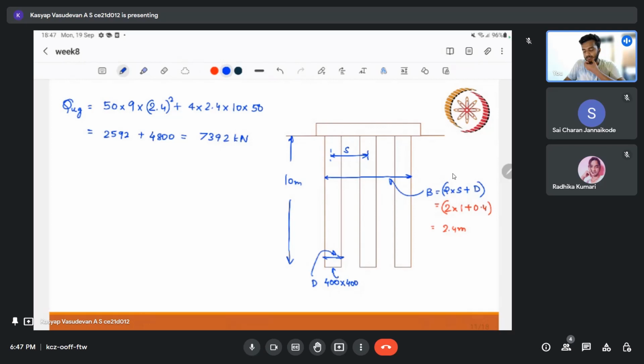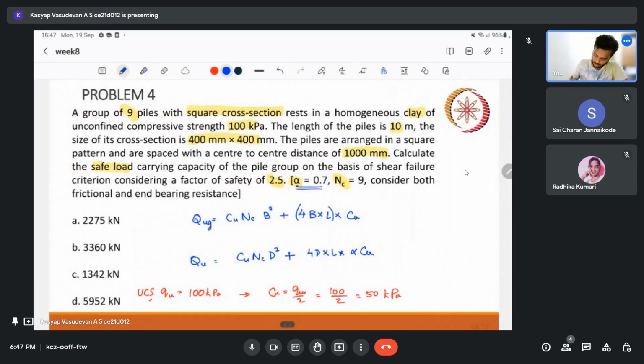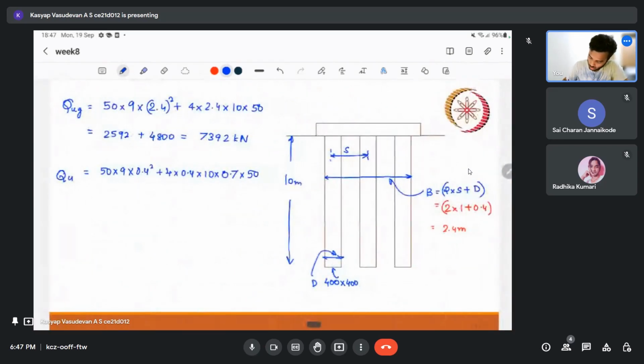Let us see what is our single pile. When we are taking a single pile, we have 50 into Nc, same thing, into 0.4 square. This time it's a square pile, plus 4 into 0.4, that is our perimeter, into length, into adhesion, alpha Cu, right? Adhesion into 50. Adhesion is our 0.7 alpha value. So this turns out to be 72 plus 560, that is 632 kN.